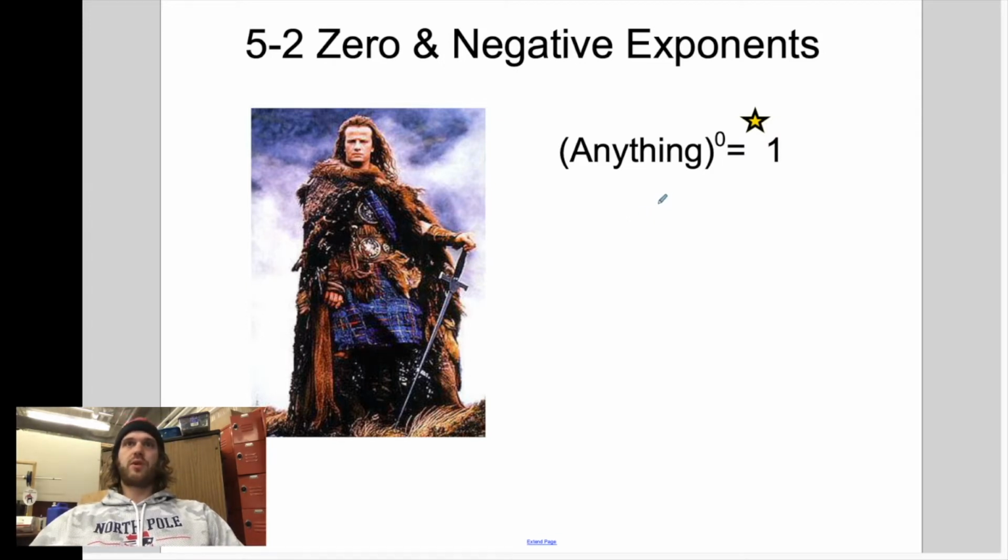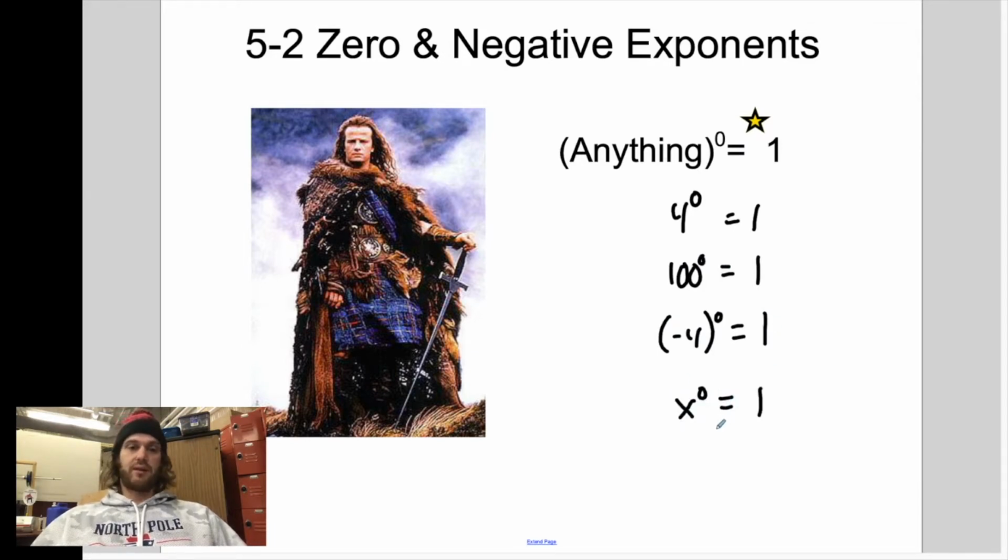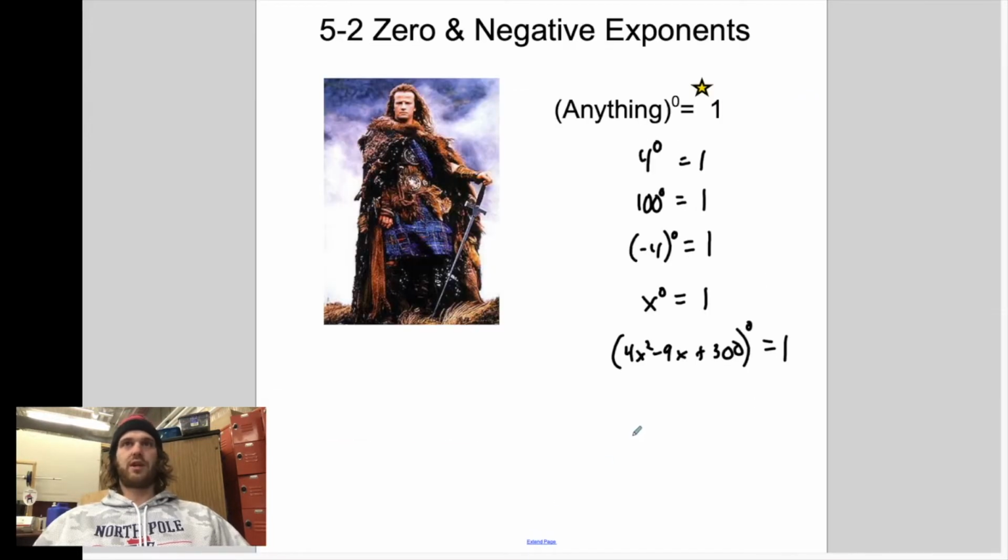Yeah. So anything to the 0 power is 1, so 4 to the 0, that's 1. How about 100 to the 0th power? That's 1. How about -4 in parentheses to the 0 power? Also 1. How about x to the 0? We think about that as 1. How about 4x squared minus 9x plus 300 to the 0 power? It's 1 because all this junk is contained in the parentheses, and those parentheses are being raised to the 0 power. Okay. So we said 4 to the 0 is 1.